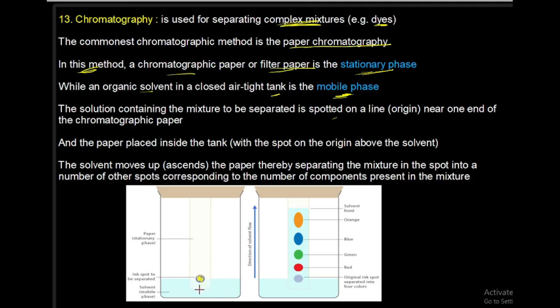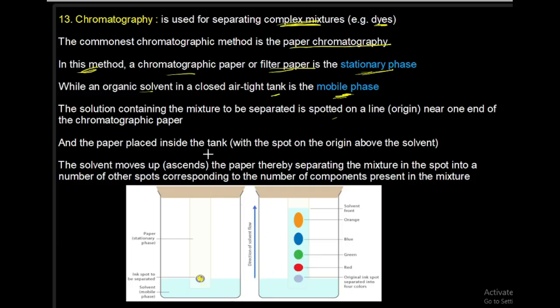This is the end we are talking about, and the paper is placed inside the tank. So this is our tank. The paper is placed inside the tank with the spots on the origin above the solvent. These are our solvents, and these are the spots near one end of the paper, which is the origin. The paper is placed with the spot on the origin above the solvent. So now the solvent moves up, as we have in this other diagram.